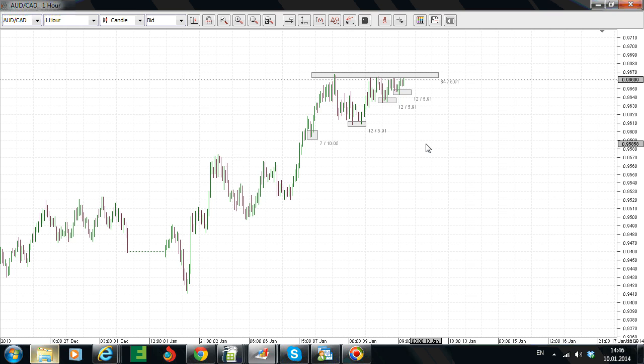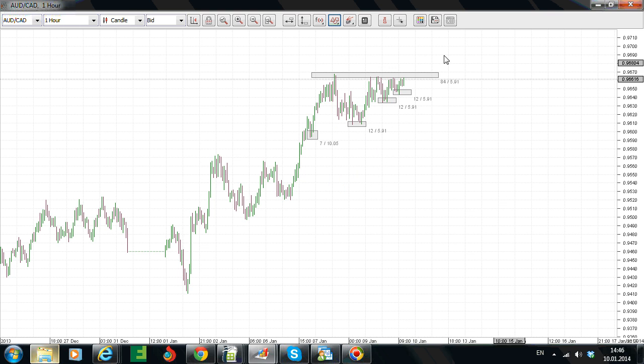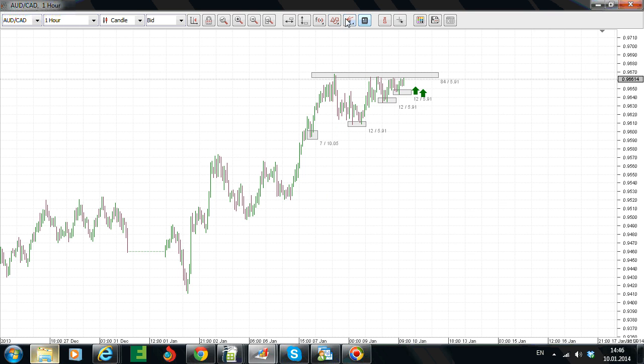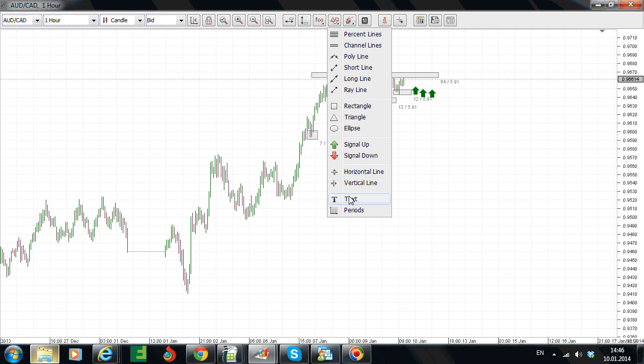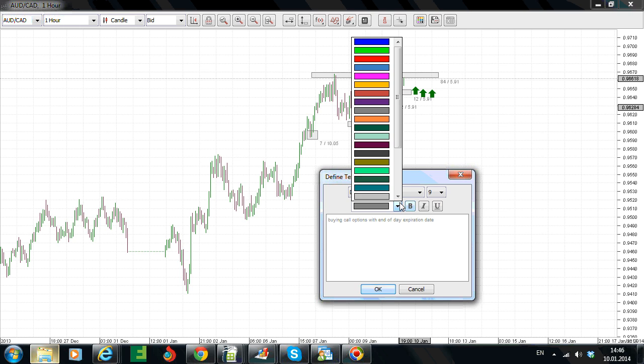Now we are expecting the trend to continue into the Friday flows, and at the end of the day, price to be higher than our striking price here, 96.61. So what we are doing, actually, we are buying call options with end of day expiration date. So let's write here that we are buying call options with end of day expiration date.